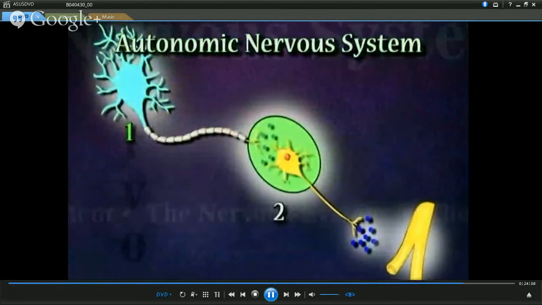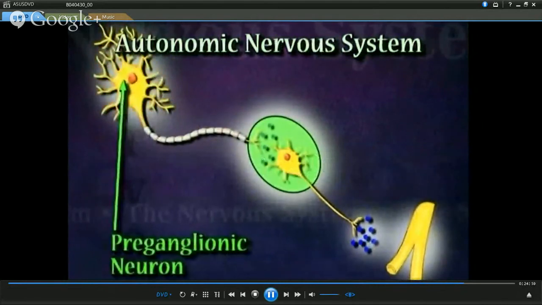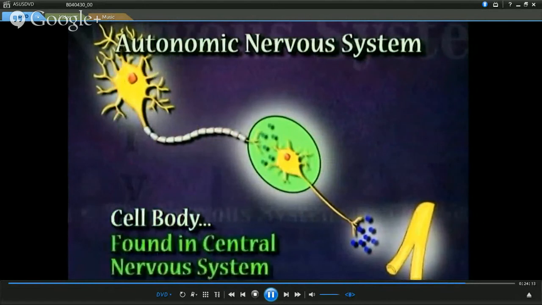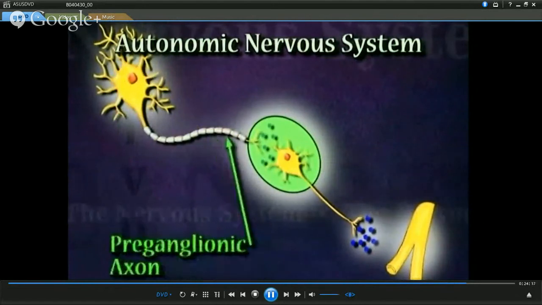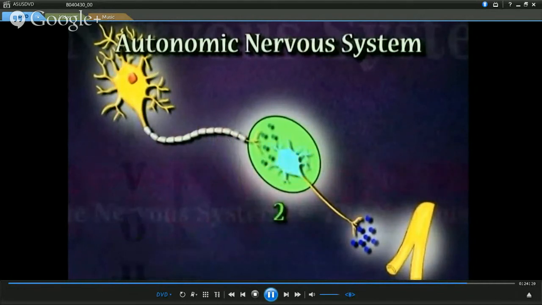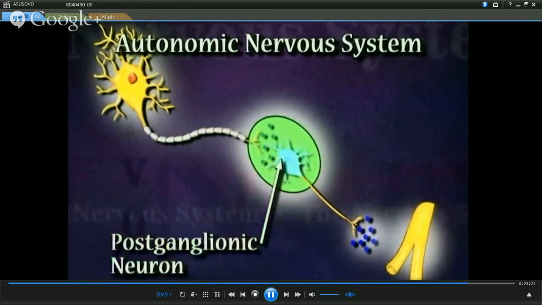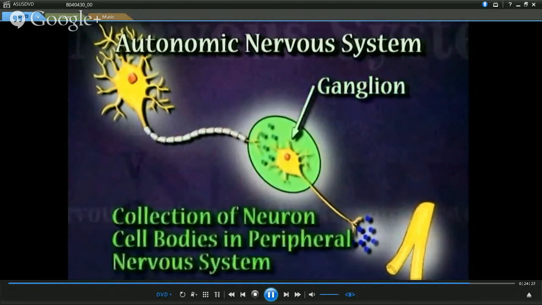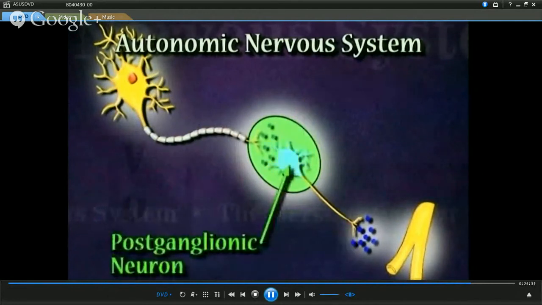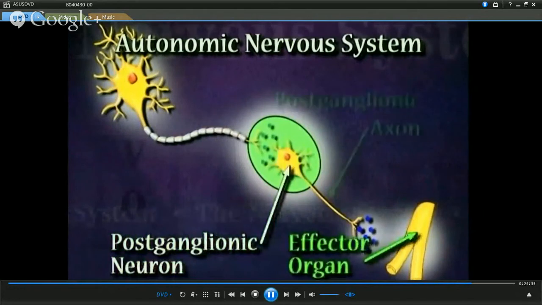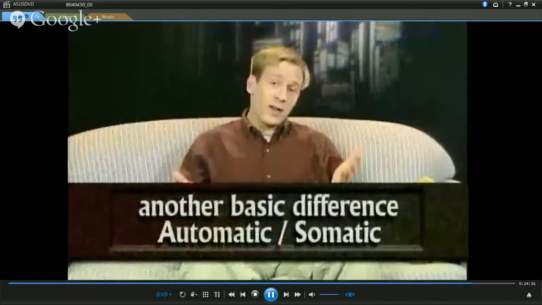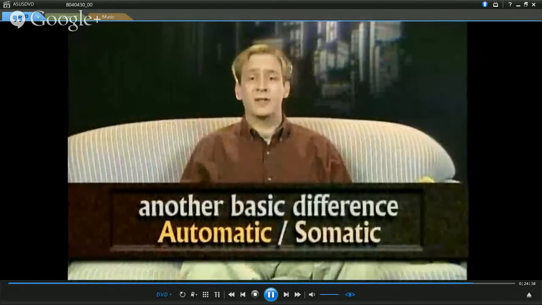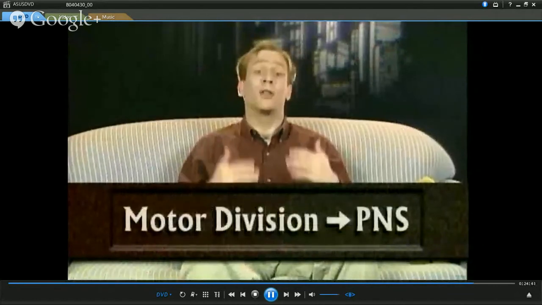The first neuron in that chain is called a preganglionic neuron. The cell body of that neuron is found in the central nervous system, but the preganglionic neuron is connected to the second neuron by a preganglionic axon. The second neuron is called the postganglionic neuron. The cell body of the postganglionic neuron is located in a ganglion, which is a collection of neuron cell bodies in the peripheral nervous system. Then, the postganglionic neuron is connected to an effector organ by a postganglionic axon. So that's another basic difference between the autonomic and somatic divisions of the motor division of the peripheral nervous system.